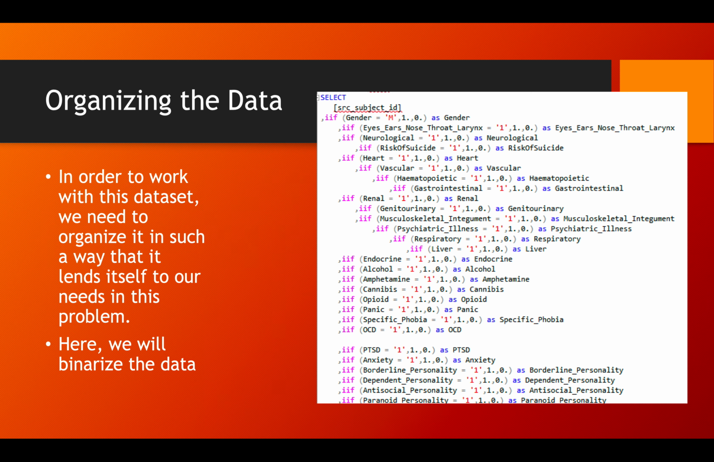Next, we're going to organize the data. In order to work with this data set, we need to make sure that we organize it in such a way that lends itself to the needs of our problem. So here, in order to form these strata, we're going to binarize the data. And so here we see part of a script. It's a very long script because there's a lot of diagnoses represented in this data. There's about 30 of them, as well as some drug interactions or prescriptions. And so for each variable, we're going to form a binary response. And here's what you see here.